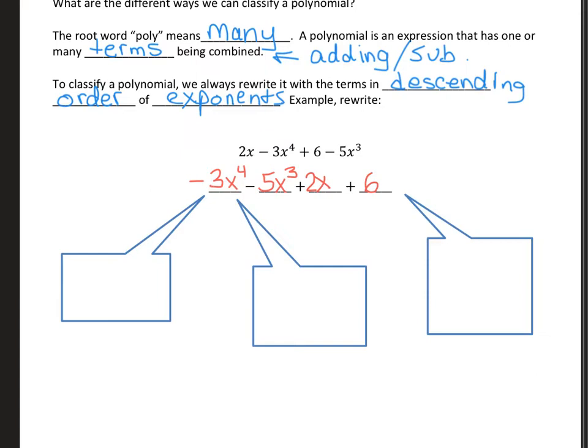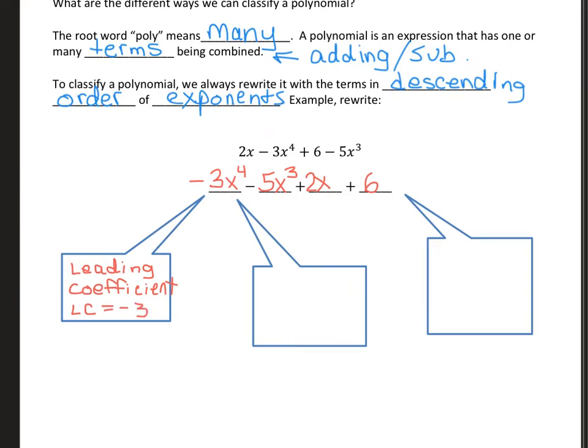Okay, so a couple of vocab terms here. The first thing is the number in front of the term with the highest exponent. That number is called the leading coefficient. We're going to be using that expression quite a bit in this chapter because it does have a lot to do with the graph, as we've already seen when we studied quadratics. So our leading coefficient here is negative 3.